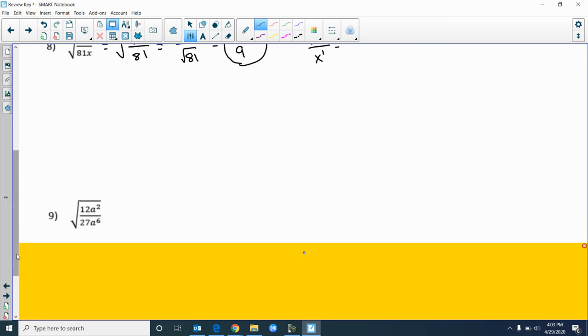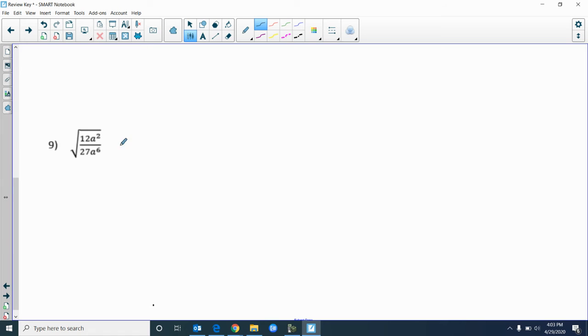All right, 9, we got to reduce that. 12 over 27. They're both divisible by 3. 3 goes into 12 4 times. 3 goes into 27 9 times. All right, now a squared over a to the 6th. You subtract exponents. That's negative 4. Remember, you cannot have a negative exponent. It moves down below. So when that reduces, it becomes square root of 4 over 9 a to the 4th.